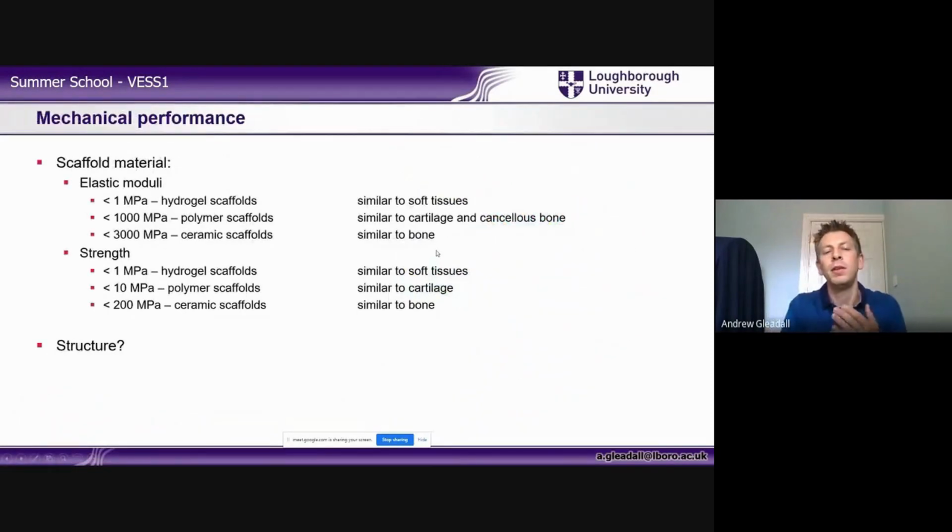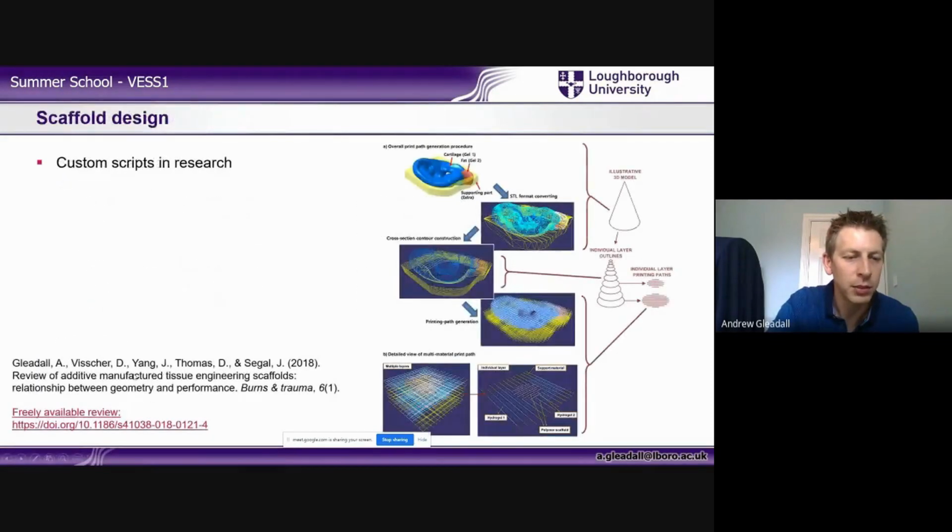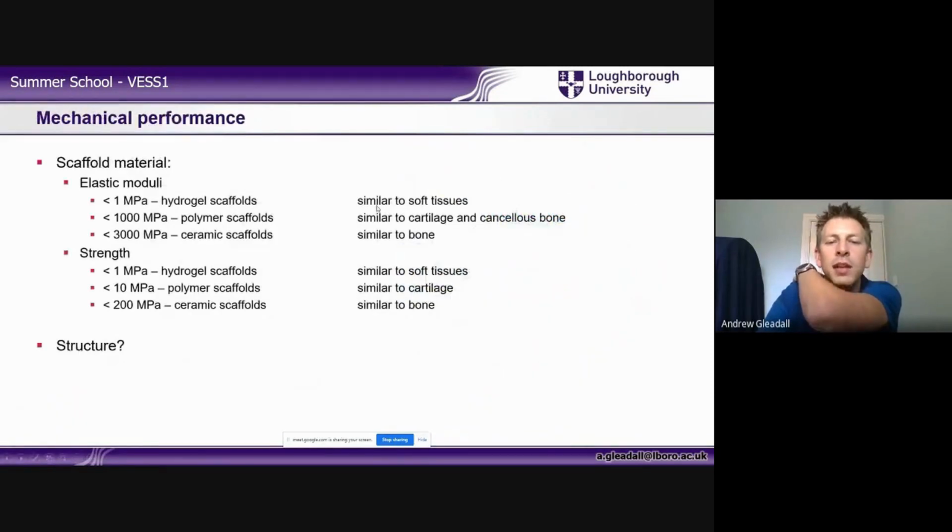So then moving on to the mechanical performance, there's a wide range of materials that can be printed. This is just showing some of this vast different elastic moduli that can be achieved with hydrogels, polymers, or ceramics, similar with strengths. If you want more details about this, then this review article that I've mentioned here, which I think I've uploaded, has a lot more detail, but typically they capture some of the range of properties that you'd expect in different tissues in the body.